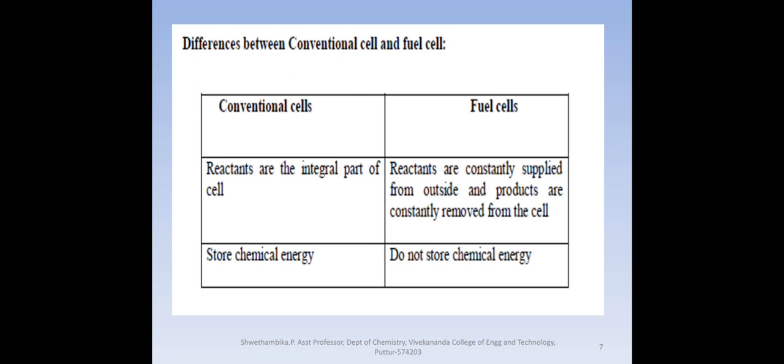So the first and foremost difference observed is that in batteries, the reactants are an integral part of the cell. That is, the anode, cathode and electrolyte are assembled in a system and kept in a can, ready for use. However, when we construct a fuel cell, the reactants are supplied from outside and this process must be continuously maintained.